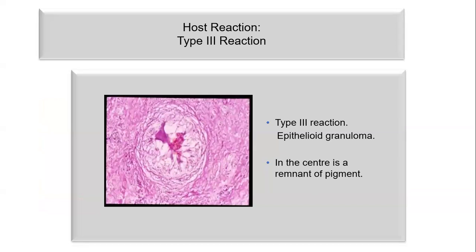Lastly, we said there is the type 3 reaction. This is an epithelioid granuloma, okay? We know that a granuloma is formed of macrophages which fuse together forming giant cells. There are plasma cells, lymphocytes, and at the periphery there is fibrosis, okay? And in this photo, you can see in the center, there is remnant of pigment. So this is a type 3 reaction. As I said, it's considered a delayed type of hypersensitivity reaction. And sometimes it's even considered as a spontaneous regression.